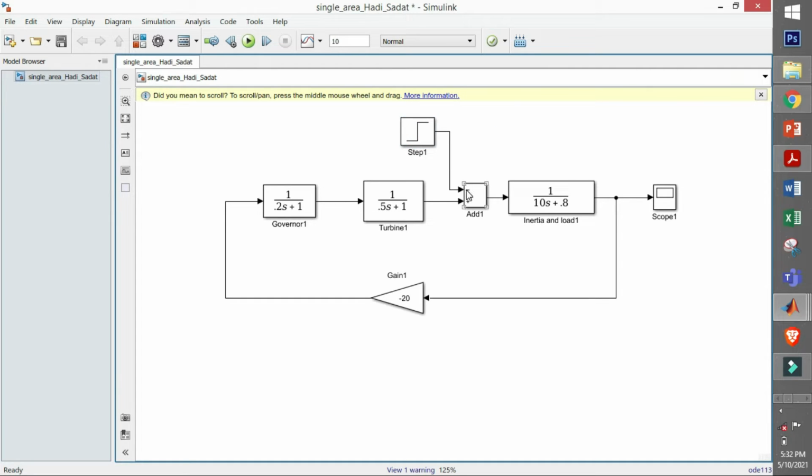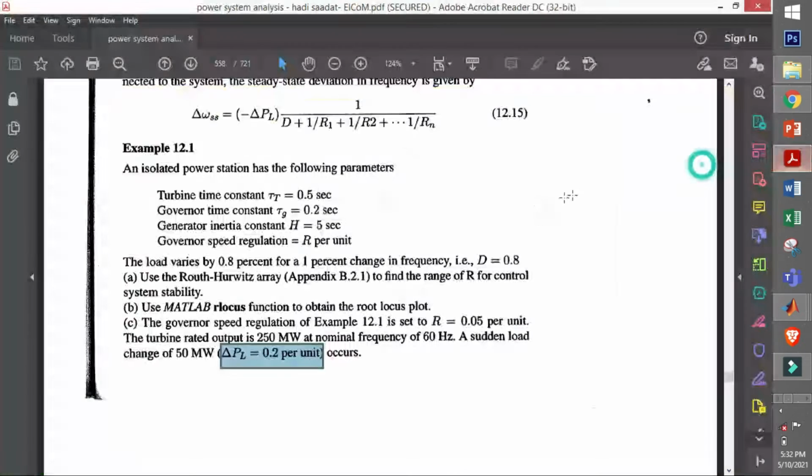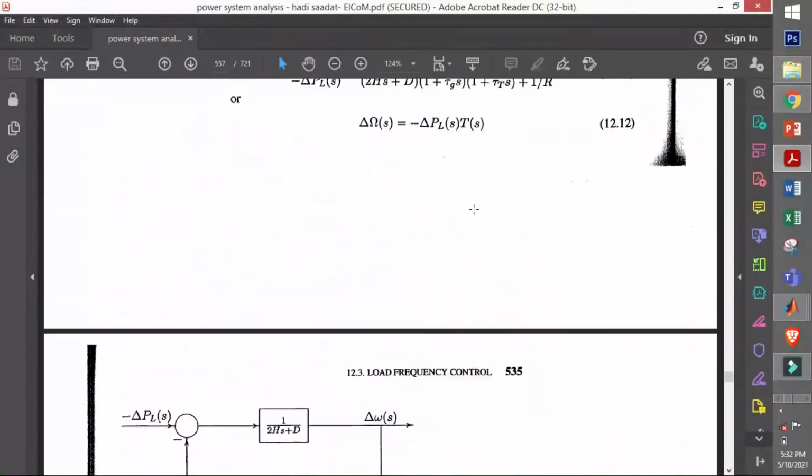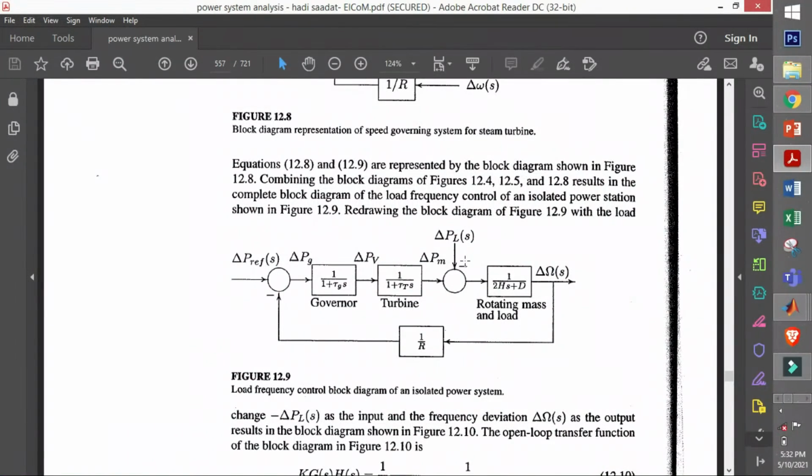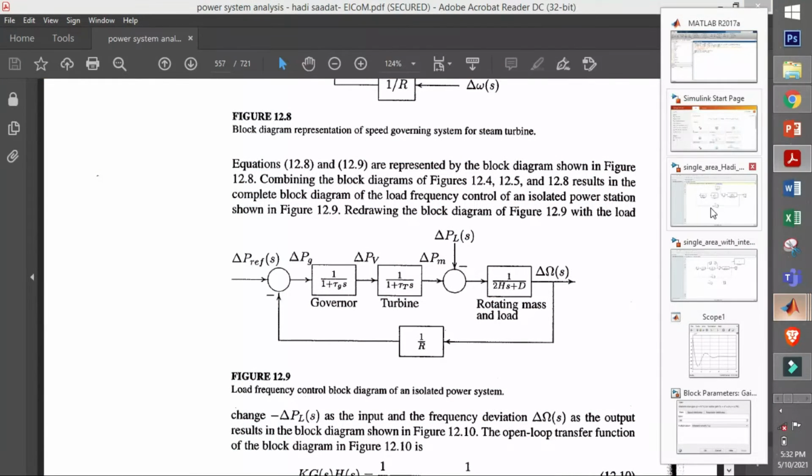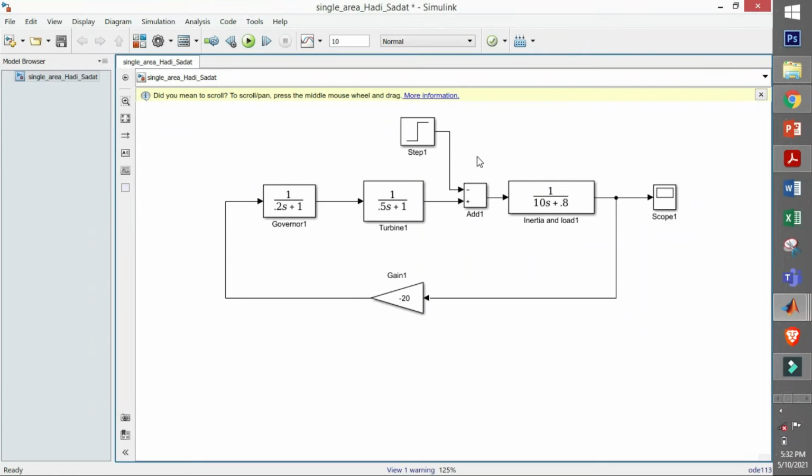And this minus sign, you can ask why this minus sign is there. When we do the modeling in a power system, this minus sign comes there. So we did not keep this minus sign on our own, it is already there in the modeling. That's why we kept this minus sign here. Now if we run this model, we can see the deviation of the frequency.